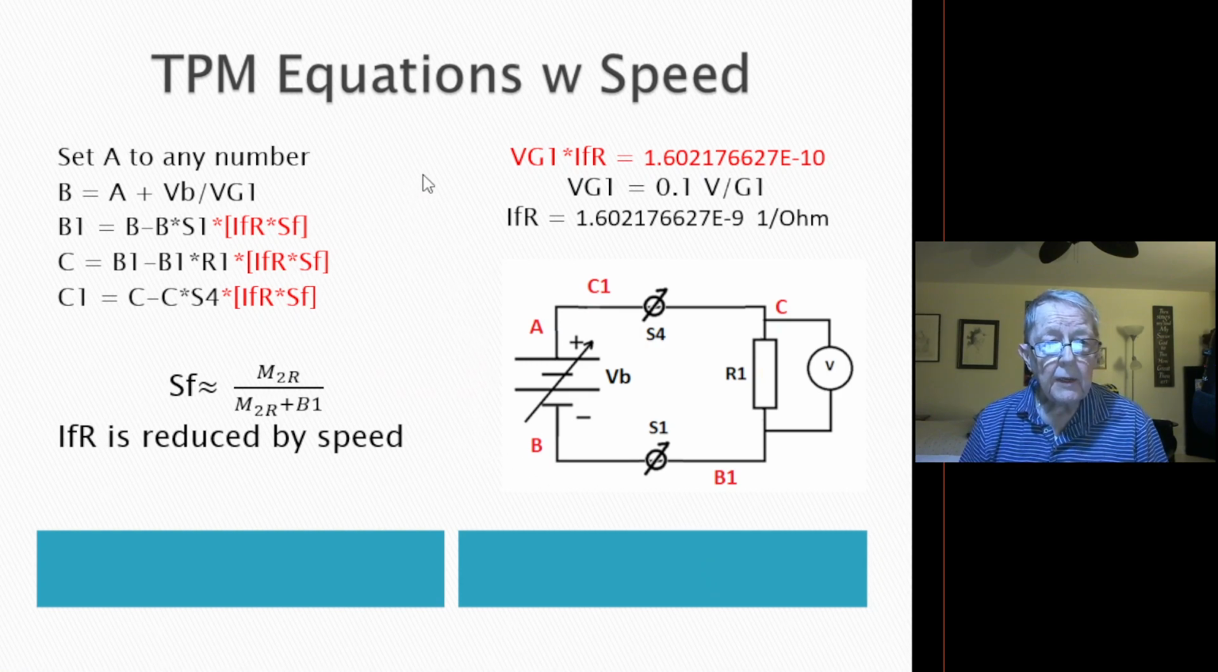Okay, so now these are the equations for the circuit with speed. It's the same equations, only I put the speed factor here, here, and here, and what I just said earlier, that I made this number equal to 100 times this other number. Then when you increase the voltage and increase the current, you get a speed factor reduction, changing the current through all three resistors, S1, R1, and S4.